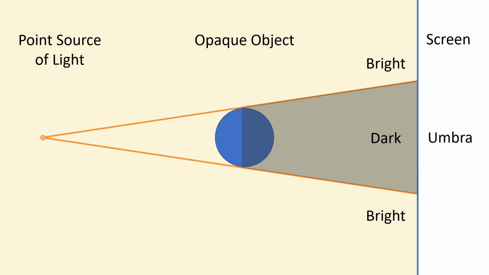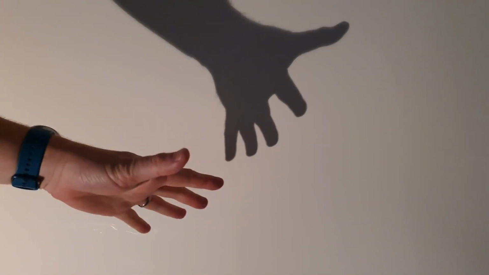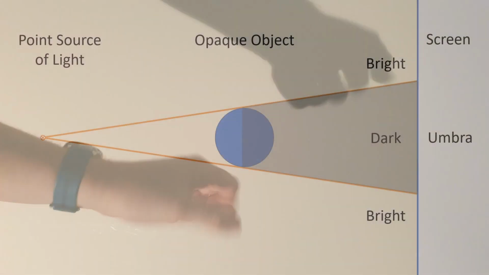And that dark shadow is called an umbra. So an umbra is a shadow where no light has reached the screen. All the light from the light source has been blocked. And that's our dark shadow. That was like the first shadow we saw, the crisp, clear shadow. It goes from bright to dark very quickly.